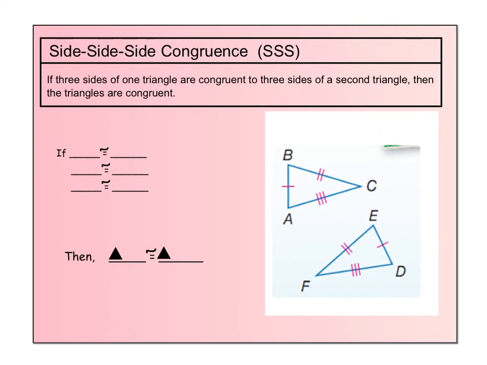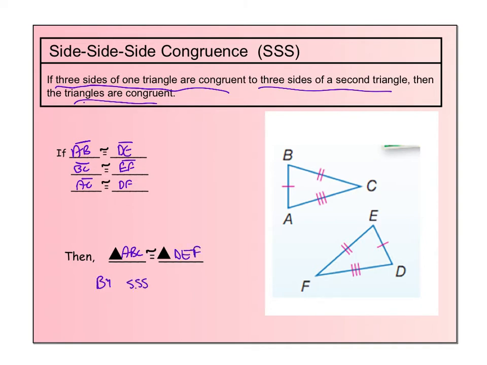One of the simplest ways to prove triangles are congruent is to say, you know what? Three sides of one triangle are congruent to three sides of another triangle. The triangles are congruent. This one is probably by far the simplest one. So I can say AB is congruent to DE, and BC is equal to EF, and AC is equal to DF. So I would say triangle ABC is congruent to triangle DEF, and I would just say by side-side-side, SSS.